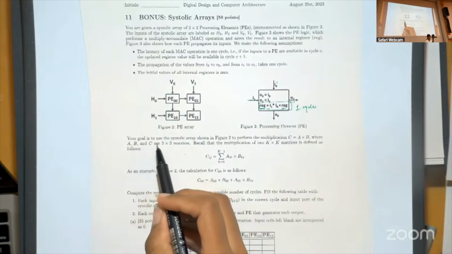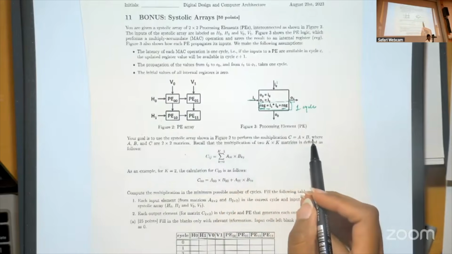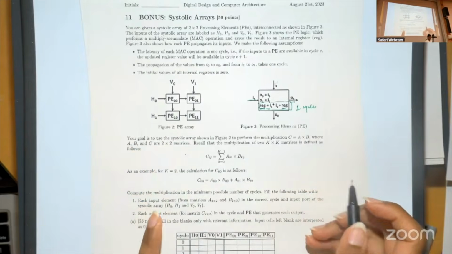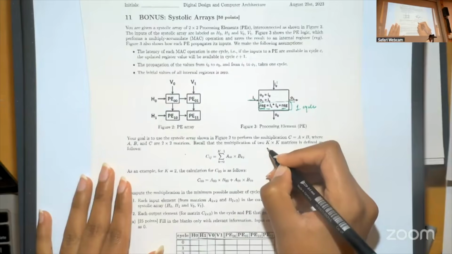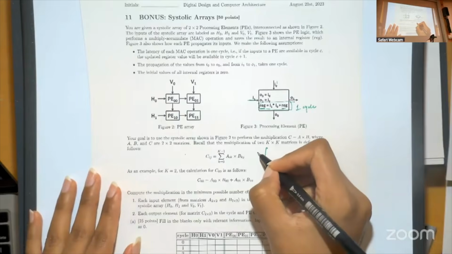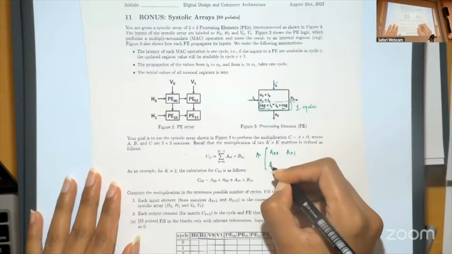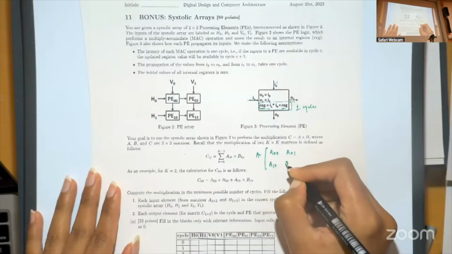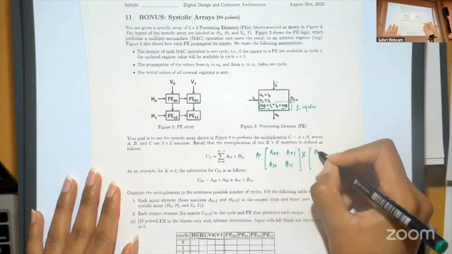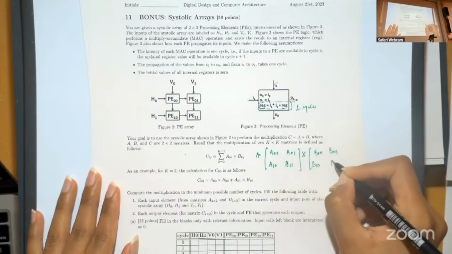Now your goal is to use the systolic array shown in figure 2 to perform the multiplication C equals A cross B, where A, B, and C are 2 by 2 matrices. So let's write this, because to solve the further question we will need to see it. Let's say matrix A: A00, A01, A10, A11. And it has to be multiplied by the matrix B: B00, B01, B10, B11.